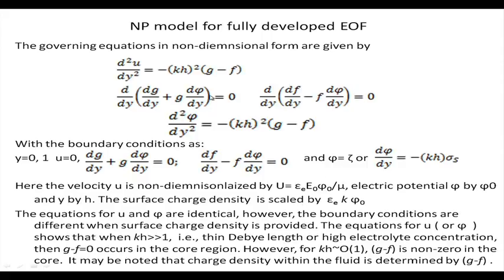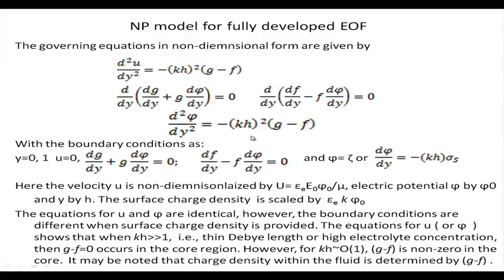But if I choose kappa h to be of order 1, so that means if lambda, the Debye length, is not very thin, then in that case we can have g minus f to be non-zero. Now, one way is to solve this set of equations, which is strictly speaking a nonlinear boundary value problem, because you have the two-point boundaries, y equal to 0 and 1. So one can solve this one.